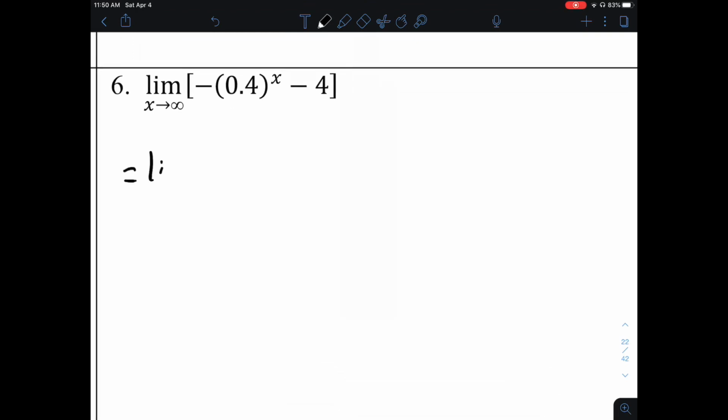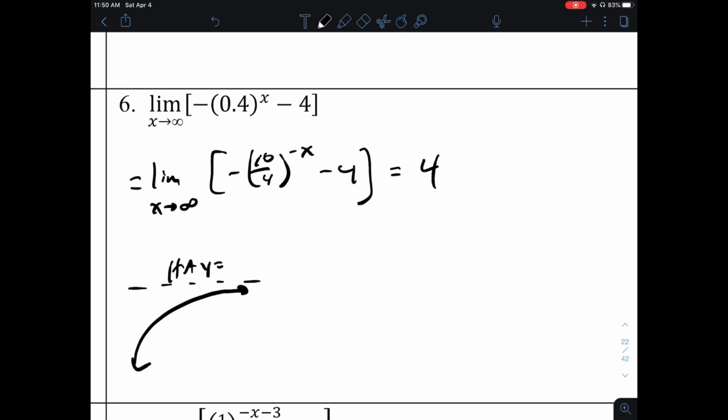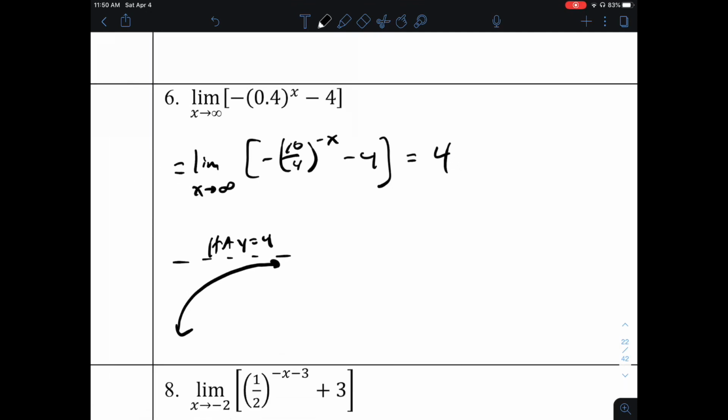Number 6 has got 4/10 in her again. I'd like to rewrite this so that the base is bigger than 1. If I reciprocate the base, I change the sign of the exponent. So this means the curve is below the horizontal asymptote. This means that it grows towards it. So below and towards is going to look like this. And as we go to the right, we are approaching this horizontal asymptote of y equals 4.